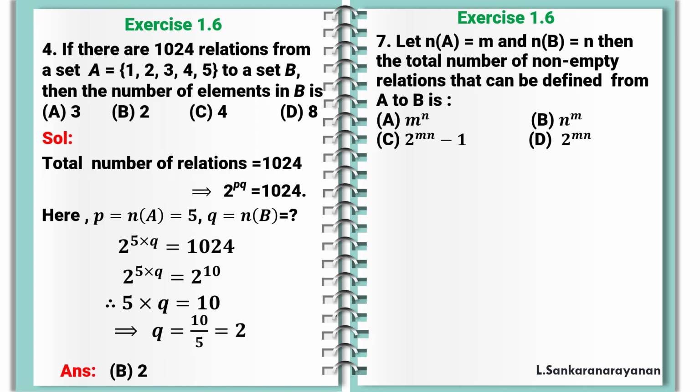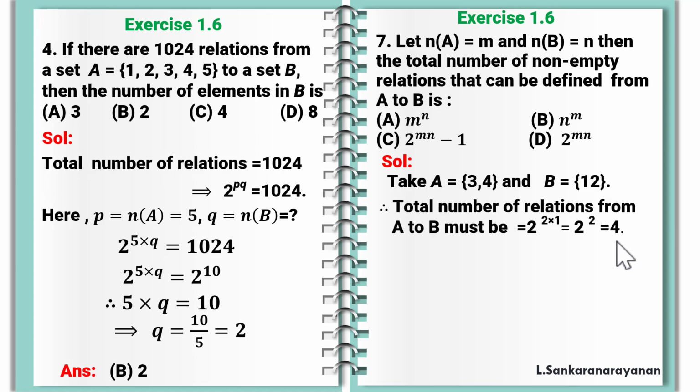Okay. Let us try this with an example. I take two sets A equal to {3, 4} and B equal to {12}. Here 2 elements and here only 1 element. Next, total number of relations from A to B must be 2 power pq rule or 2 power mn. We put 2 power 2 into 1, that is equal to 2 power 2, that is equal to what? 4. So, we are going to find 4 relations.